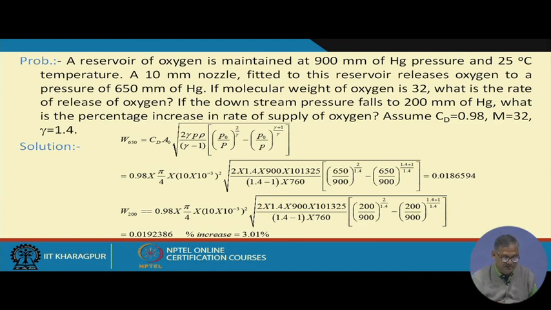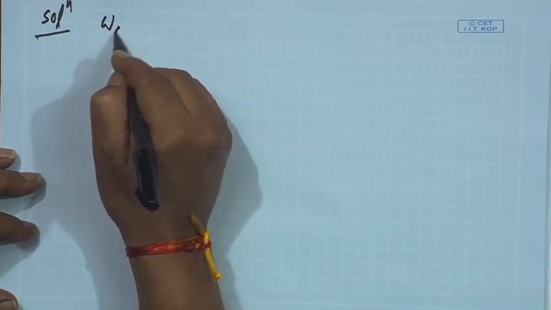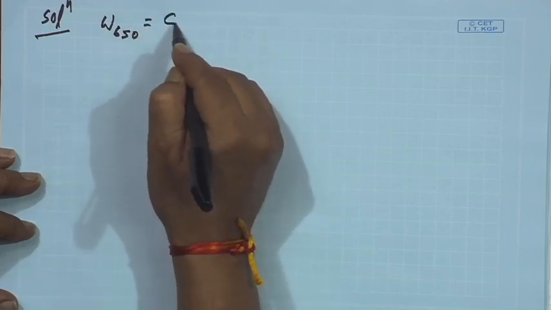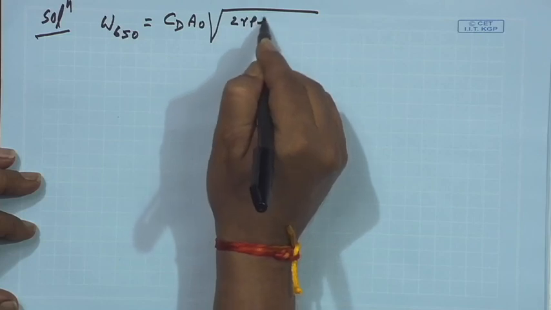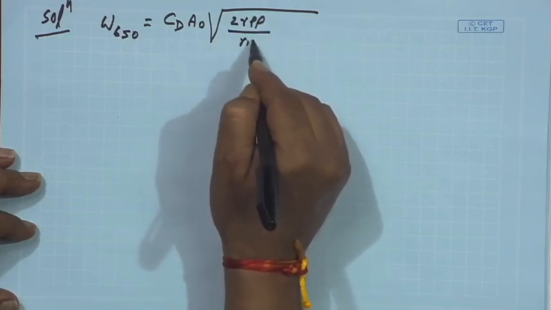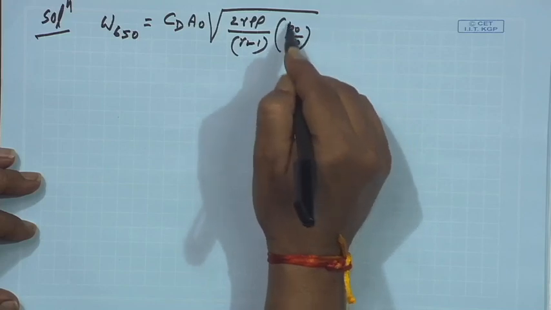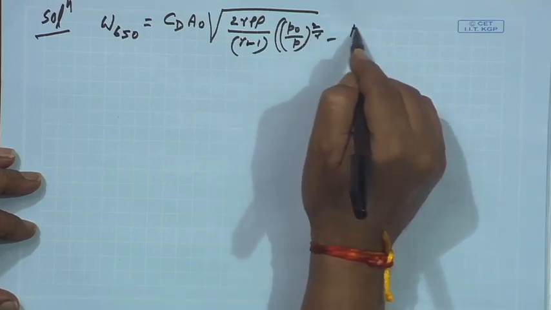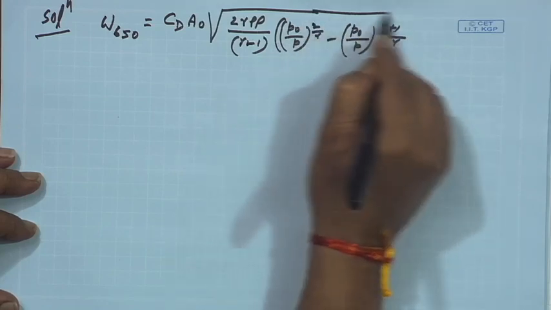Fine. So then if we solve it, we know that W at 650 millimeter of mercury, whatever has been said, is equal to CD A0 under root 2 gamma P rho by gamma minus 1, into P0 by P to the power 2 by gamma minus P0 by P to the power gamma plus 1 by gamma.